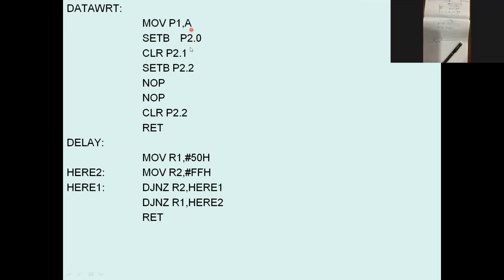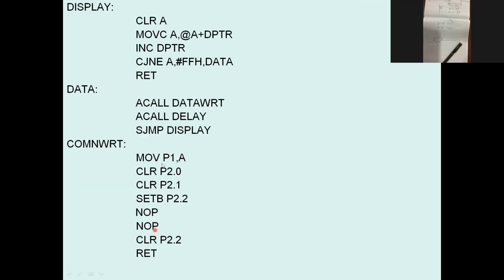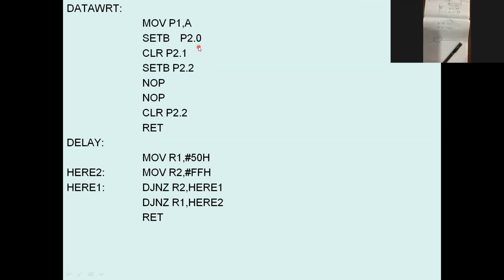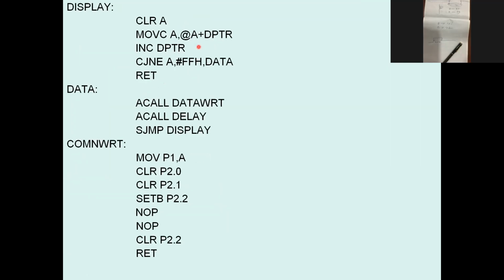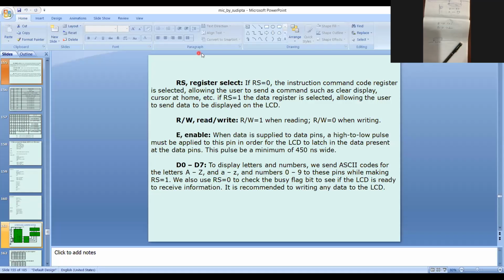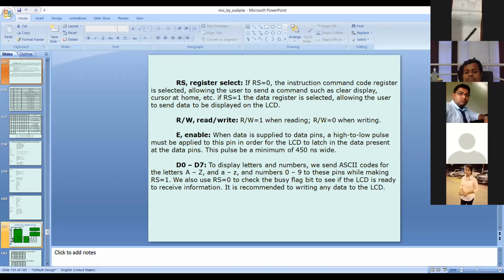Just see, it is the same display program, only SETB P2.0. The rest of the program is the same. Looking at the command word and data word, all the program is the same except RS: CLR P2.0 over here, and SETB P2.0 over here. Is it clear? Yes, sir. So this is the total program. I think we are complete today. If you have any queries, you can ask me anytime.